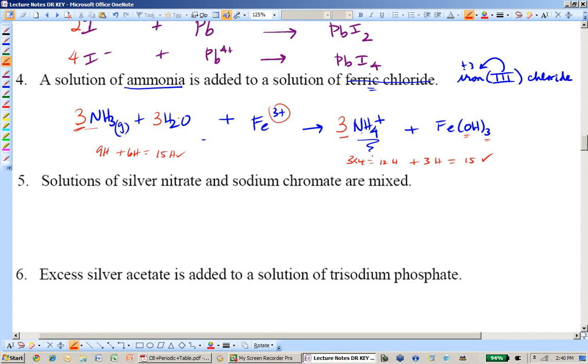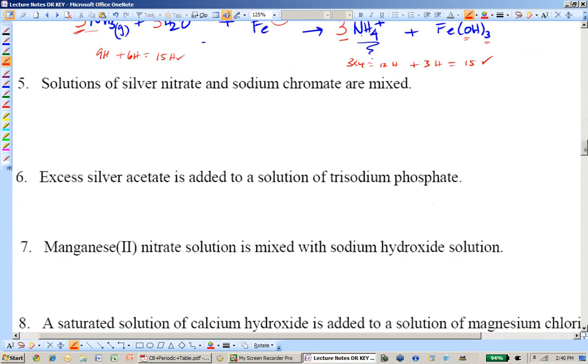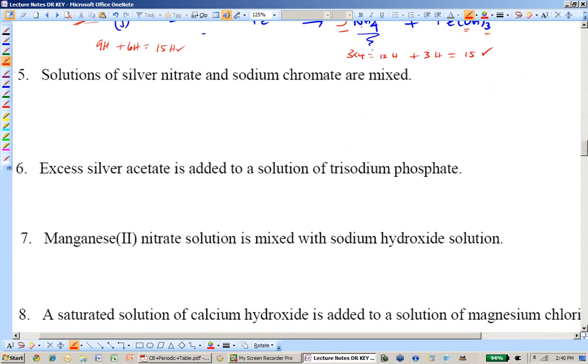So that one took a little longer, but we get one. That's a lot to do for 1 point, is get ammonia, water, and iron 3. And then ammonium would give you a point, and iron 3 hydroxide would give you a point, and then you just have to get it balanced for that last point. So that one was a lot more work than the ones we've done so far. Not my favorite, I gotta say.